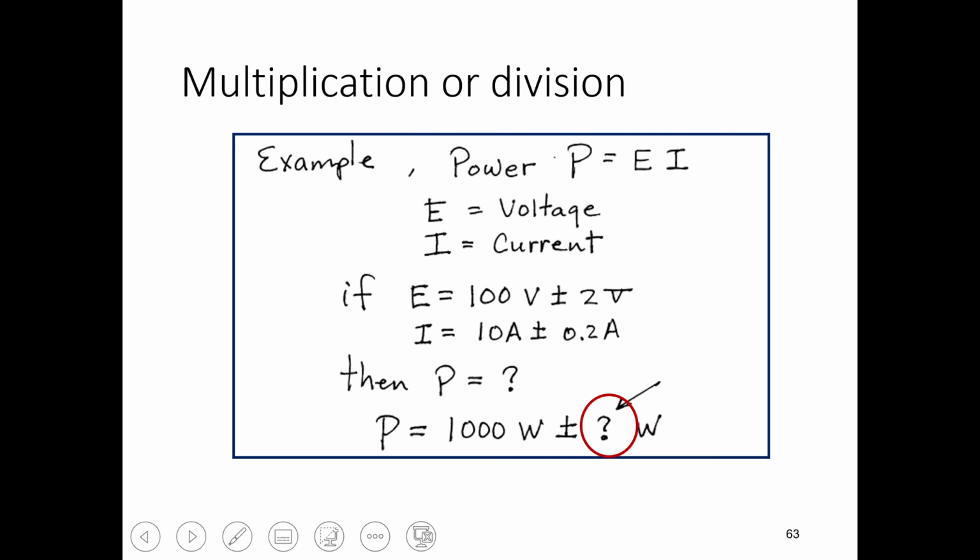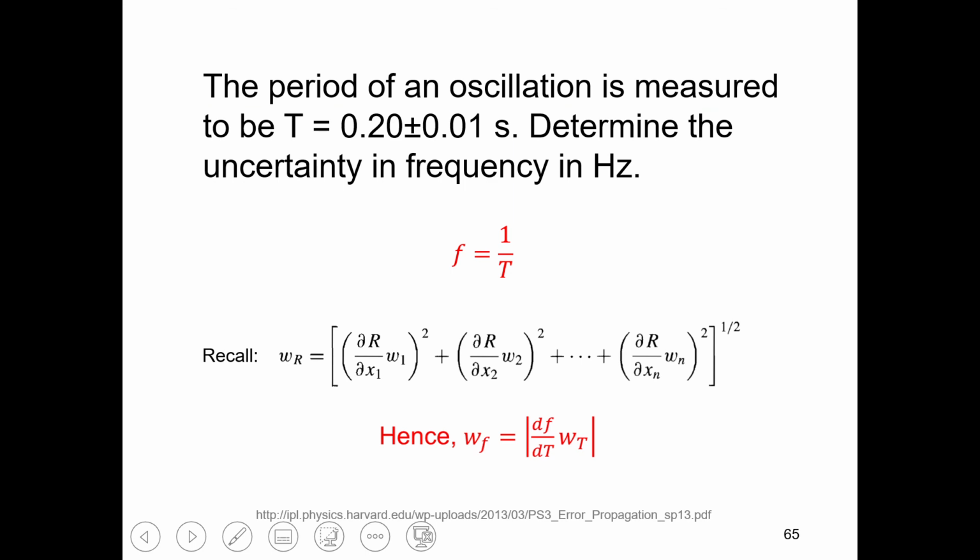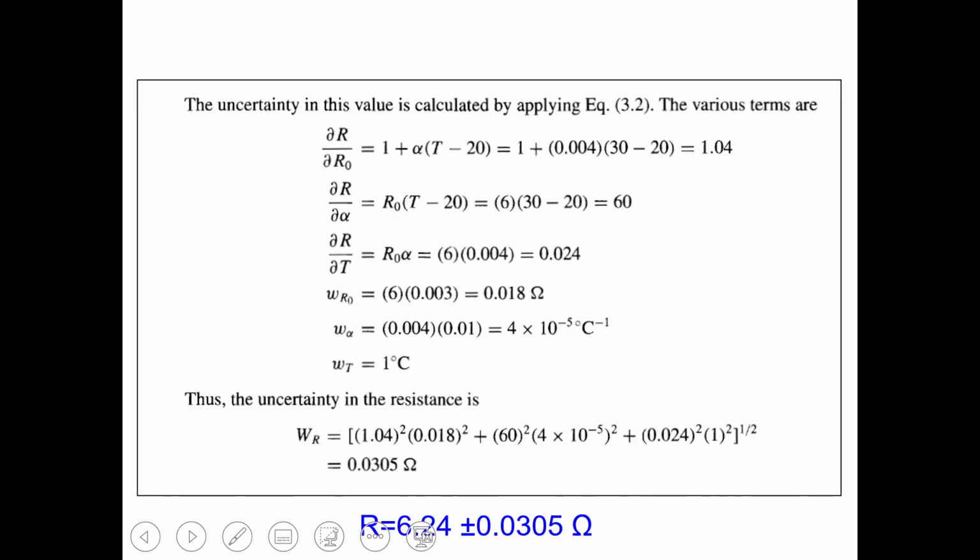Multiplication or division are a little harder. We have the examples here. Make sure to study these if you are not clear on what to do, and please reach out to me if you have any questions. So that's it for the lecture of uncertainty analysis. And please let me know if you have any questions.